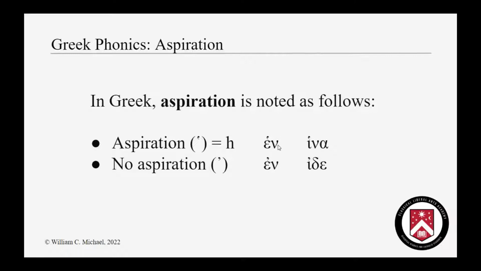Here we see the mark that shows soft breathing or no aspiration, and we read ide. Not hide, but ide, with no rough breathing. Here we see hinna, with rough breathing. Here we see ide, with no rough breathing. These are the marks of aspiration, which we'll see in Greek reading.